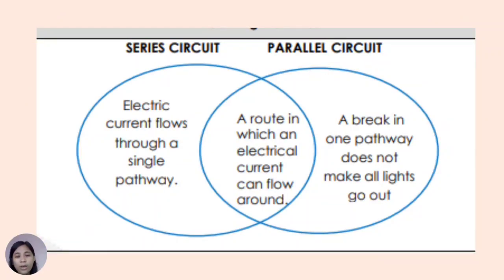And to summarize our lesson about series circuit and parallel circuit, these are their differences and similarity. Series circuit, electric current flows through a single pathway. While parallel circuit, a break in one pathway does not make all lights go out. And their similarities, they are routes in which an electrical current can flow around.